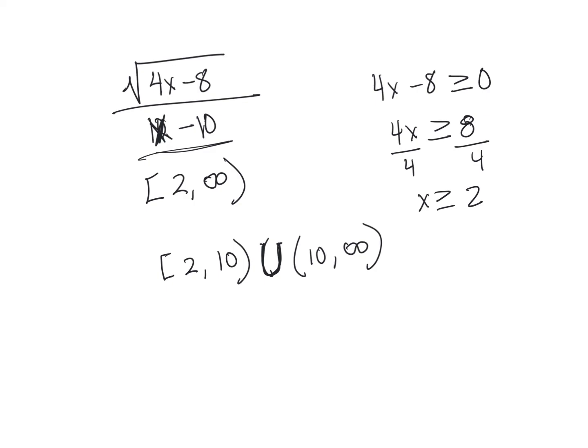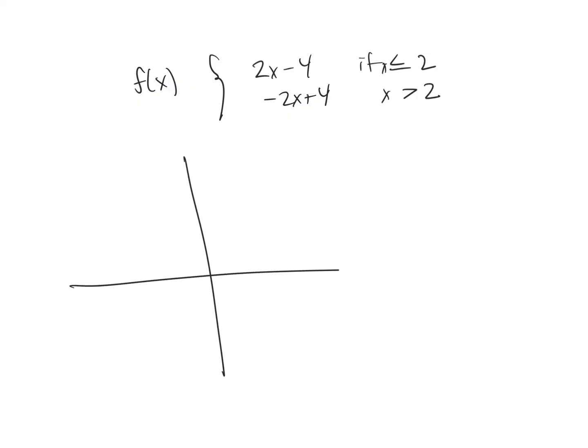Okay, leaving this here for a second. So problem number 11 says f of x equals 2x minus 4 if x is less than or equal to 2. If x is greater than 2, it is negative 2x plus 4. Sketch a graph of f of x. So 2 is our bounding line, just so you know. And 2x minus 4, it goes down 4, and then it has a slope of 2, so it goes up 2 over 1, up 2 over 1, and it looks like this line right here.